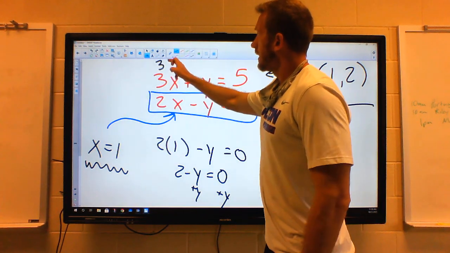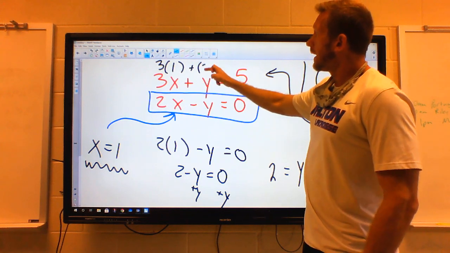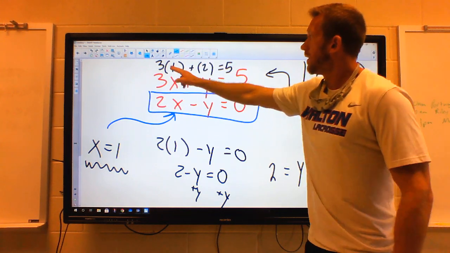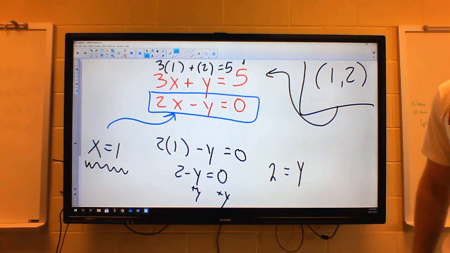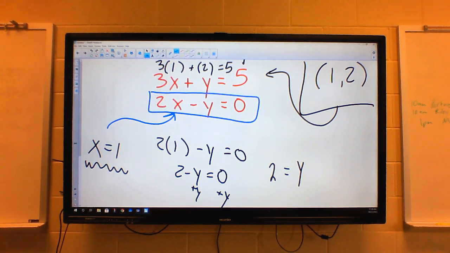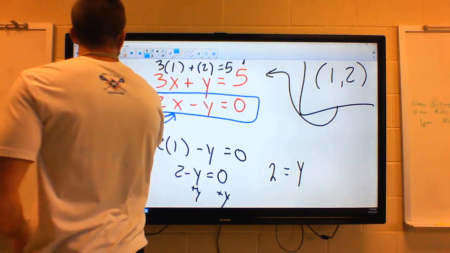For example, 3 times x is 1, right, plus y, which is 2, should equal 5. 3 plus 2 does equal 5. Good. This point works since this point solves both equations. All right? Let's practice that now.